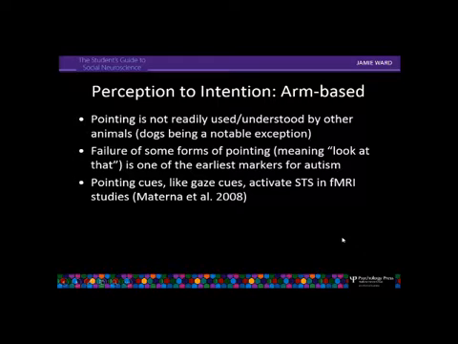So pointing is an interesting cue as well, simply because very few animals get it. Dogs seem to be a notable exception, in that they intuitively understand pointing. Chimps don't really, unless they've been raised with humans, or at least that's my understanding of it.